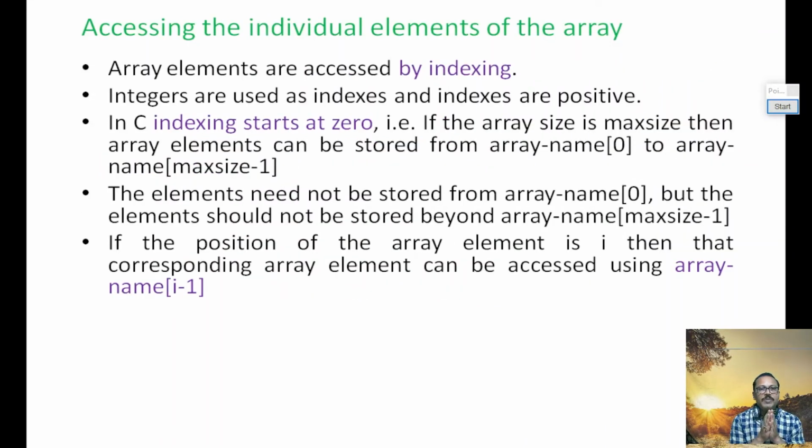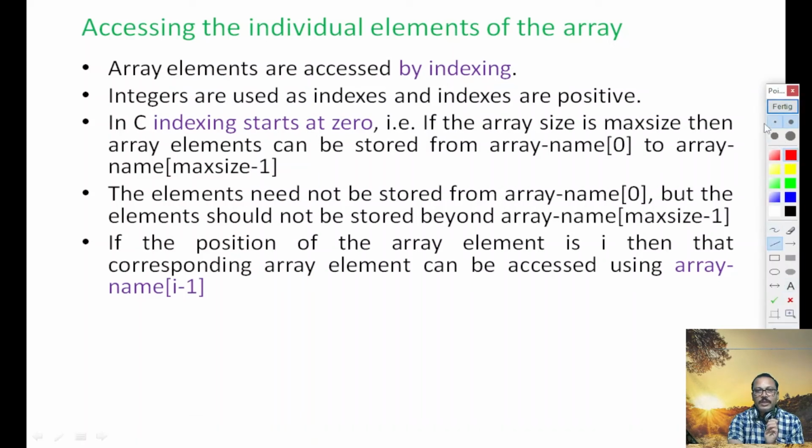Accessing the individual elements of the array: I have declared it, but how do you access the individual elements? Individual array elements are accessed by what is called indexing. Integers are used as indexes, and indexes are positive only. One important point to remember, which is a little confusing: in C, indexing starts at 0, not at 1. That means if you have an array of 10, then the array elements are actually stored from 0 to 9, array name of 0 to array name of 9.